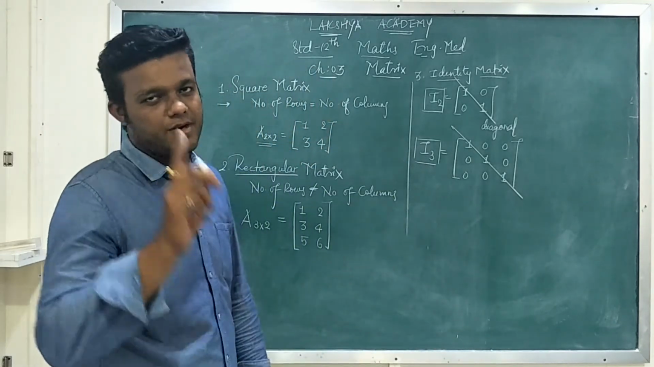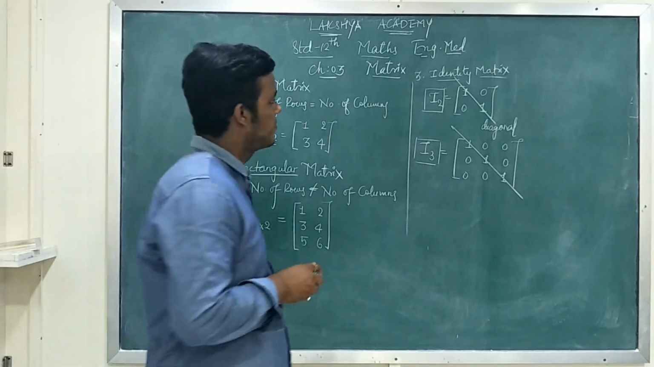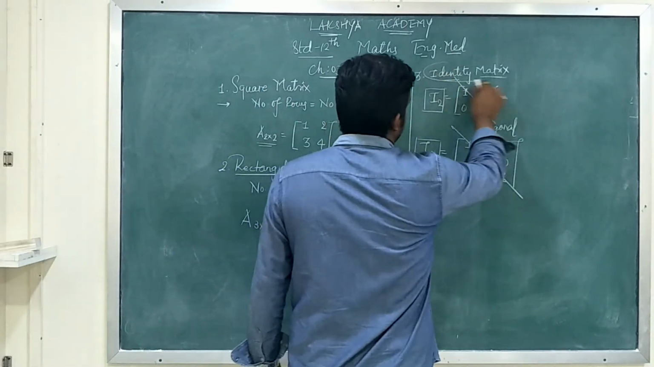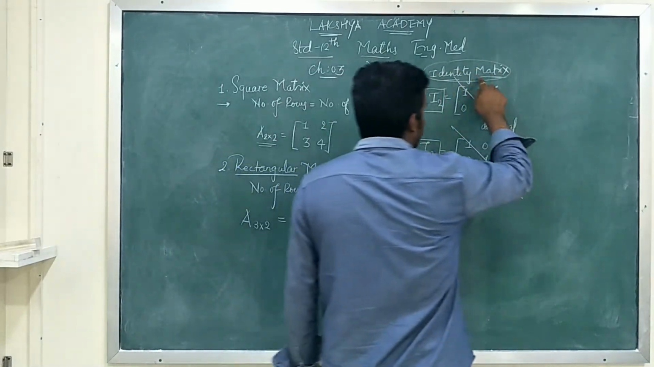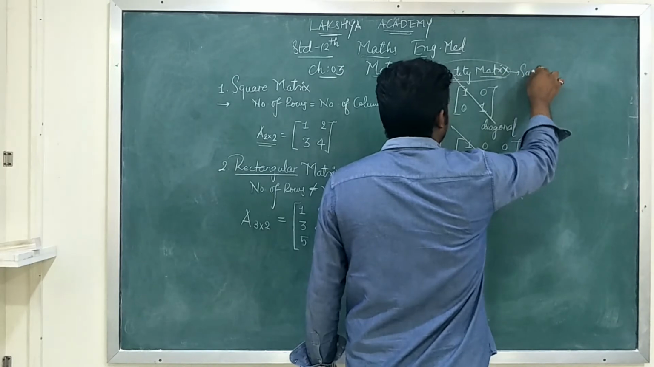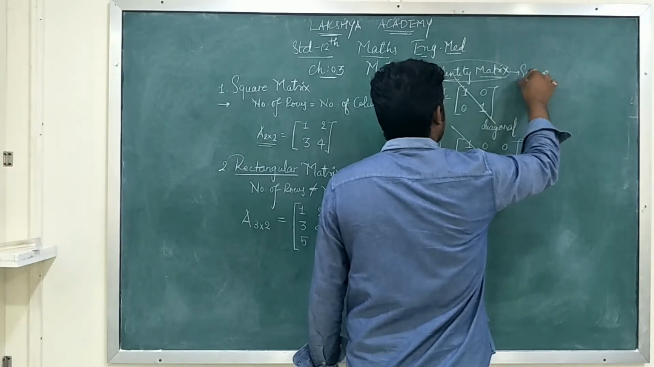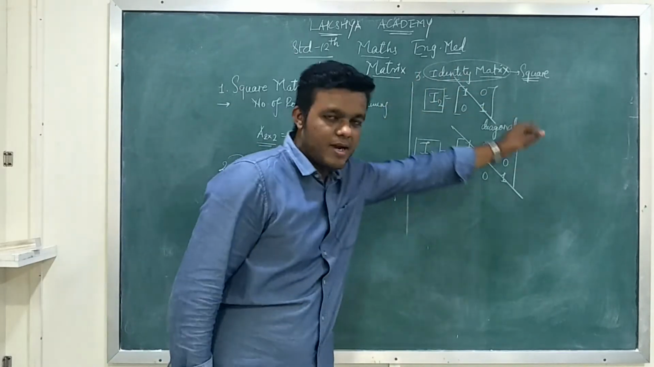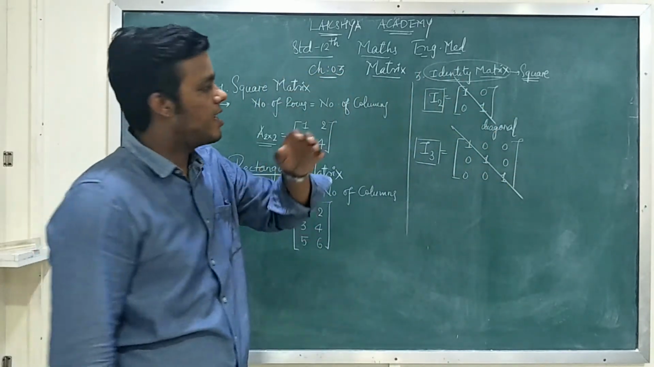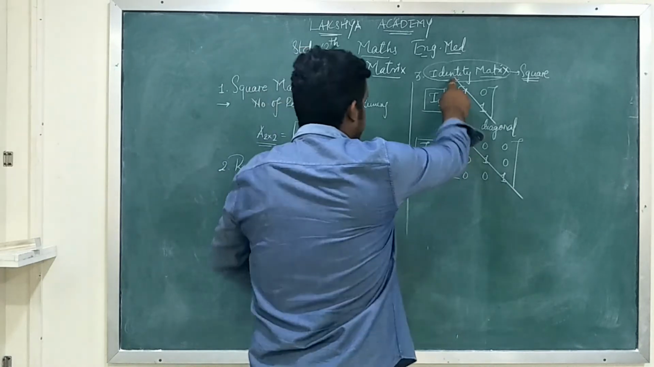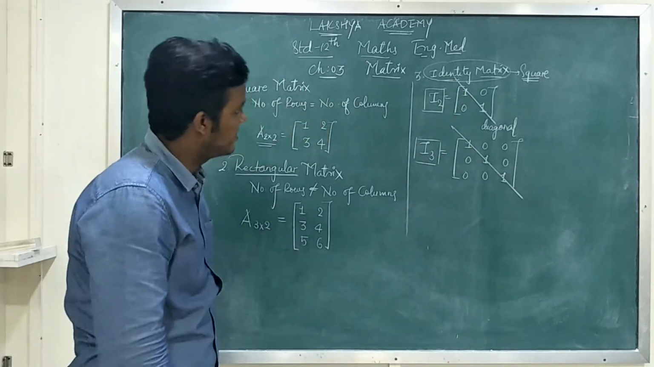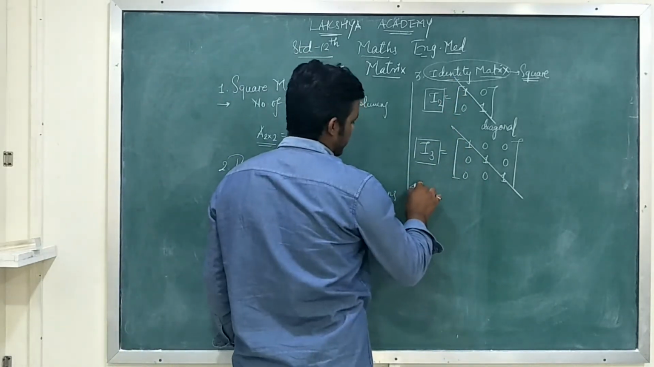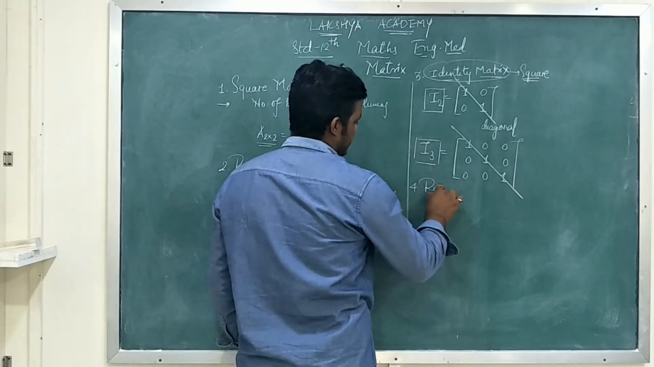size. But the first and the only condition of an identity matrix is that it should be a square matrix first. If it is not a square matrix, then you cannot say that it is an identity matrix, right? Then the next one, fourth one, row matrix.